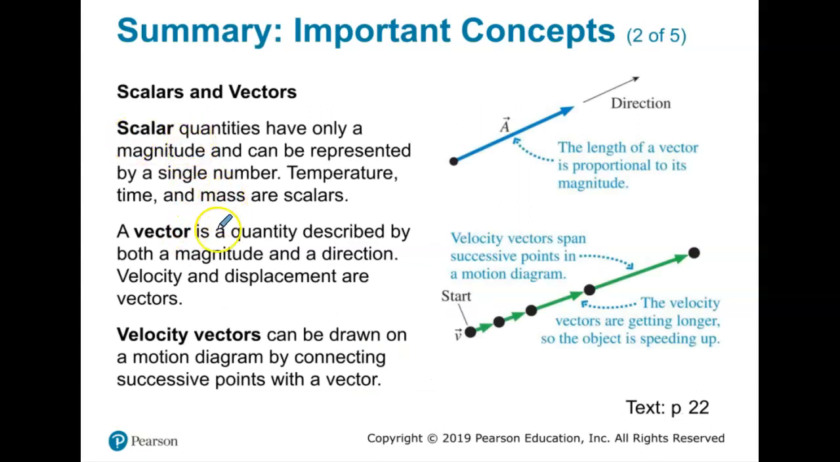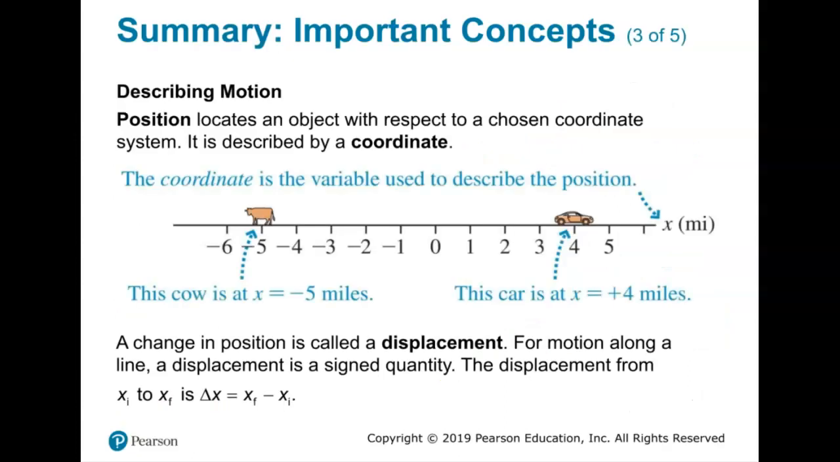Again, scalar measures are represented only by a number and a unit. Vector measurements are represented by a number, a unit, and a direction. Magnitude is the amount or number part. Velocity vectors we draw to help understand that direction better. And then finally, position, displacement, and distance, those ideas, we use our coordinate system to figure those out.